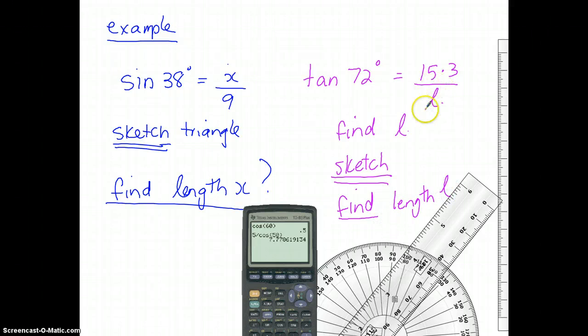So what should that length be so that when we've got this ratio here, that'll have an angle of 72 degrees tan ratio. Okay, now you can go and do it.